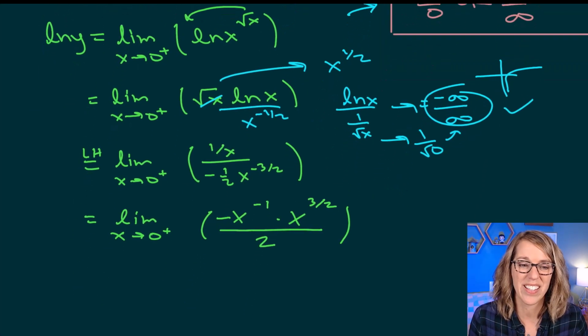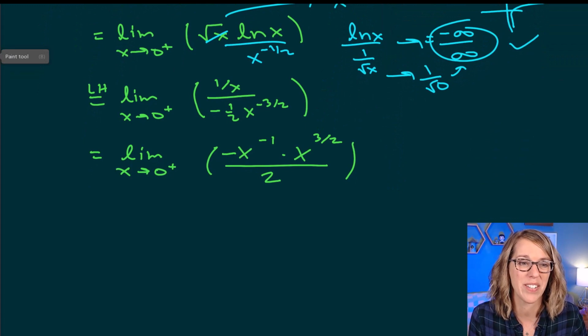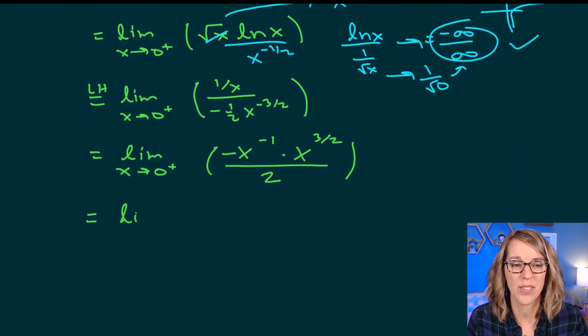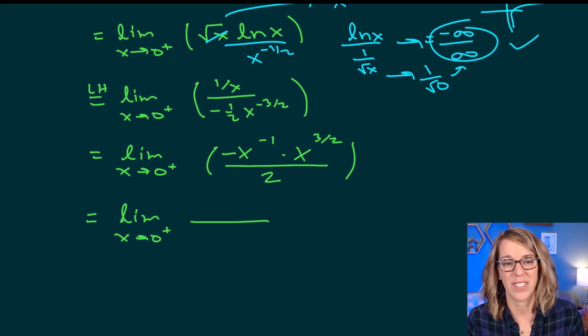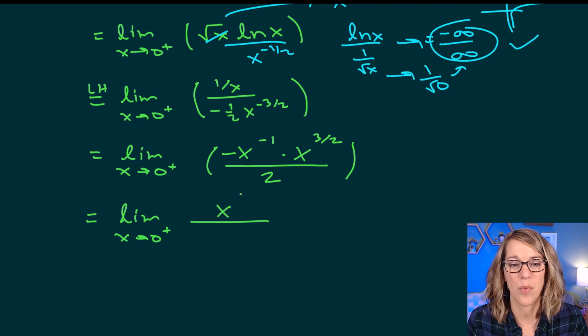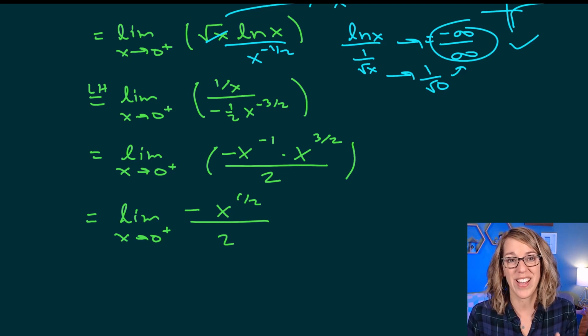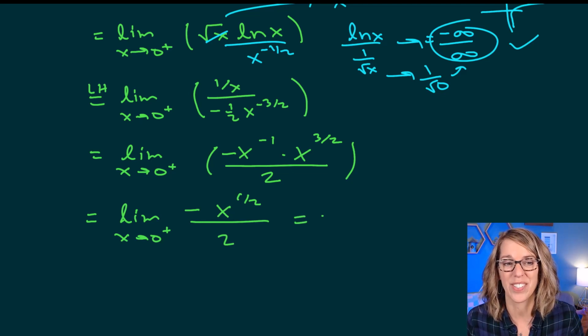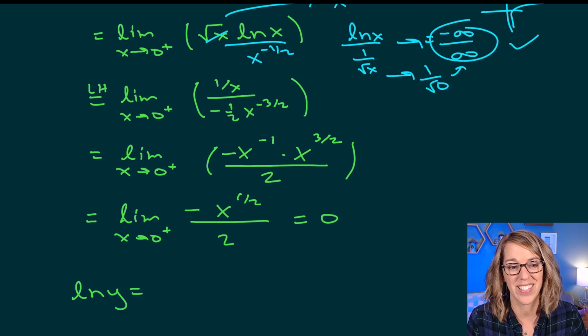This is going to give us actually a pretty nice expression to evaluate. As I simplify that, I can just add those exponents up. X approaches 0 from the right. X to the negative 1, x to the 3/2, adding those exponents gives me an x to the 1/2, or you could write that one as a square root. I still have my negative and my 2 there, but as I plug 0 in now, it is defined, and this guy goes to 0. But what goes to 0? The natural log of my limit goes to 0.